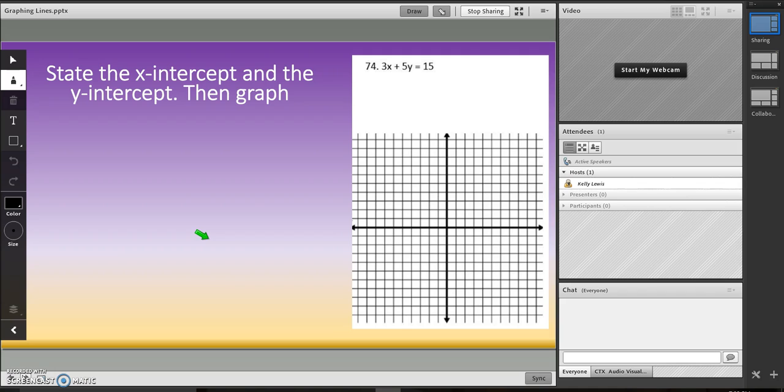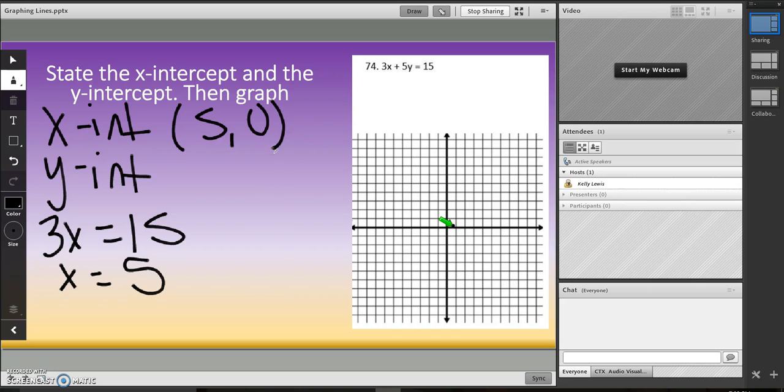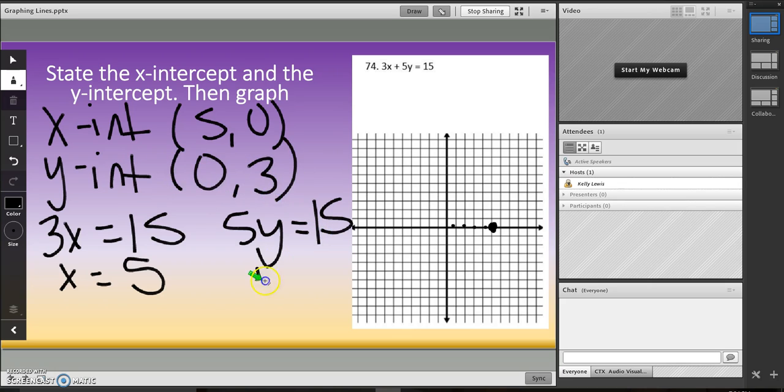All right, so let's graph these. I want the x-intercept and the y-intercept. For the x-intercept, I would do 3x equals 15, divide by 3 on both sides, and 15 divided by 3 is 5. So I get 5, 0. Then for the y-intercept, I get 5y equals 15, so I'm going to divide by 5. So I get 0, 3, because 15 divided by 5 is 3. And that's here. And then I connect the dots. That's it.